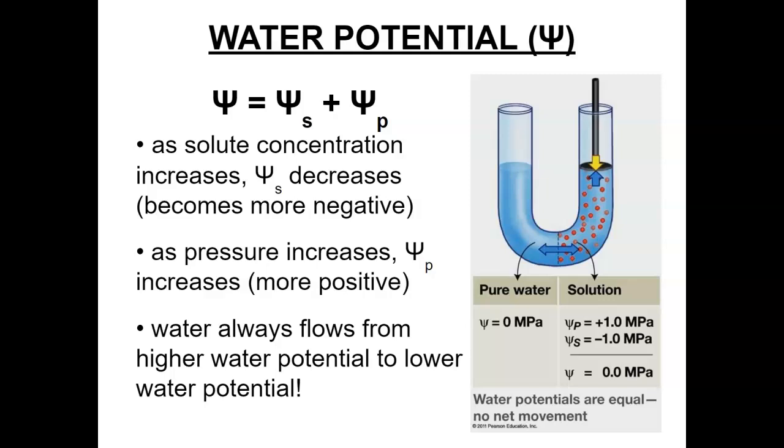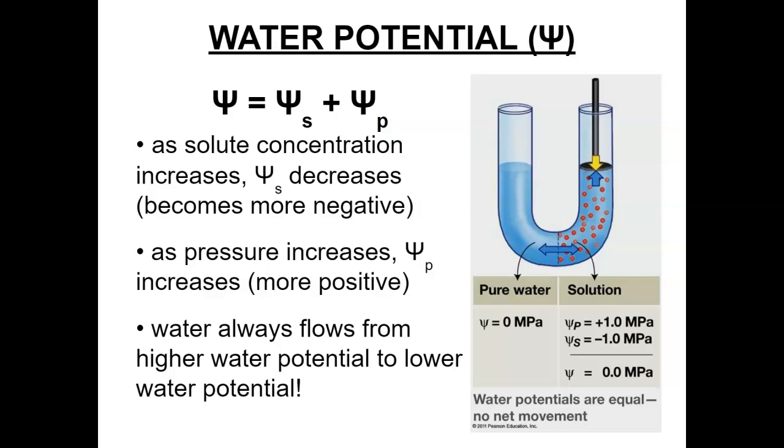Pressure is usually opposite. As the pressure increases, the pressure potential becomes more positive, so you're going to see that number get bigger. But it's really important that you always use the total water potential when predicting the movement of water. So when we look at the U-tube on the right, which is like how a plant cell operates, on the left side we have our distilled water or pure water. So there's nothing dissolved in it, so we know that osmotic potential is 0.